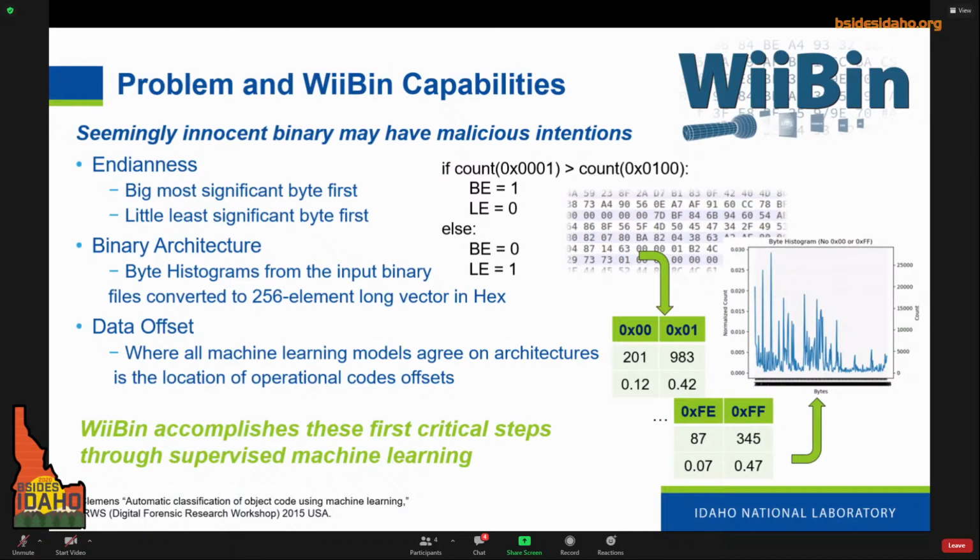WiiBin has a little small user interface. It's going to identify the endianness, whether you have your big, most significant, or your little, least significant byte first, so you can start doing other processing. It'll tell you what architecture this has been compiled for. There's a lot of cross-compile technologies. There's a lot of different platforms out there. You really need to understand that because things load differently, whether it's the endianness or that architecture that's been compiled for. And then it'll give you the concept of where that data offset is.